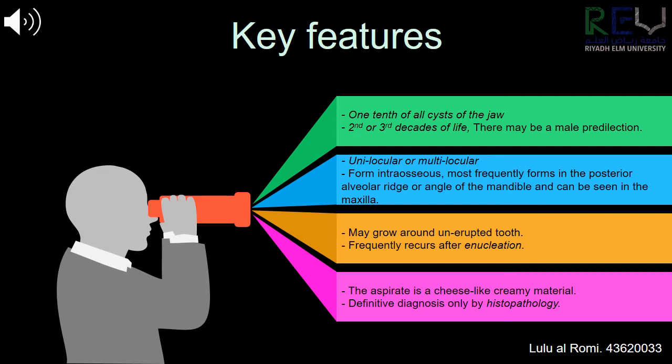It may grow around an unerupted tooth. Frequently, it recurs after enucleation. The aspiration is a cheesy-like creamy material. Definitive diagnosis can only be made by histopathology, although the clinical and radiographic features may allow accurate preoperative diagnosis.